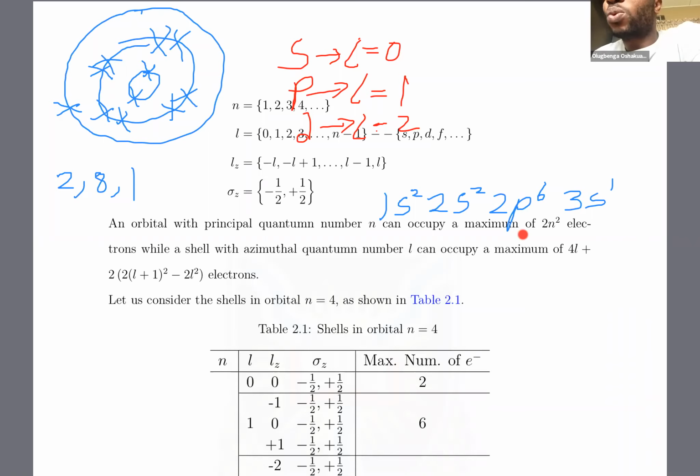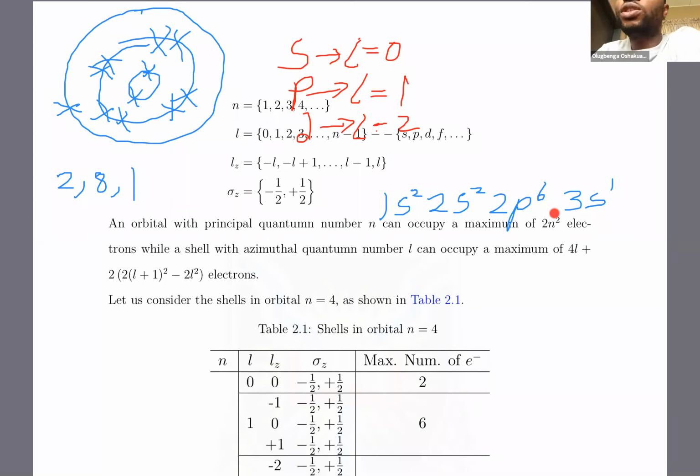When we are talking about n equal to 2, we are talking about 2s2 and 2p6. When you count the indices of 2s2 and 2p6, you will notice that they add up to 8. For principal quantum number 2, there are 2 subshells: the S shell and the P shell. The S shell has a maximum of 2 electrons, and we also have 2p6, the P shell, which houses 6 electrons.